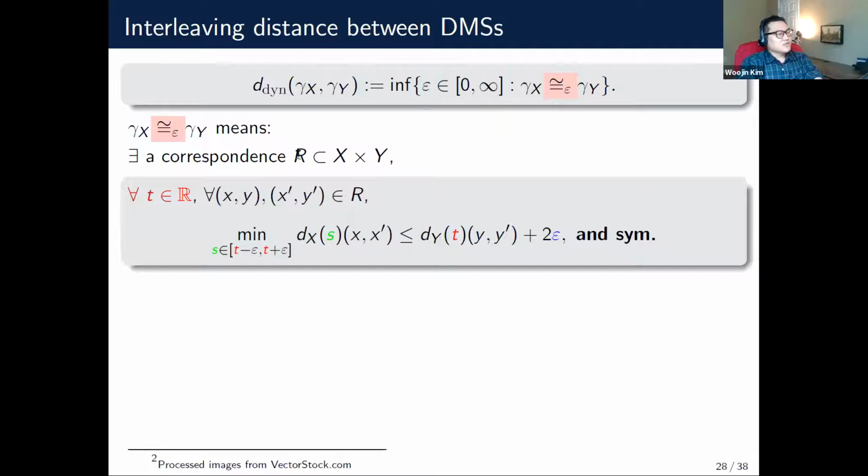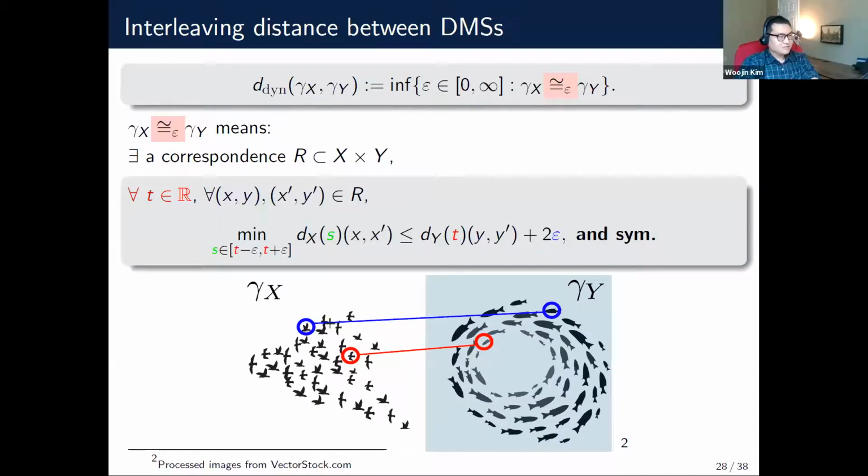And it must satisfy the following property. For all time t, for every pair (x, y), (x', y') in R, the distance between y and y' at time t should be an upper bound for the minimum distance between the corresponding points x and x' over the time interval from t minus epsilon to t plus epsilon, up to 2 epsilon slack.